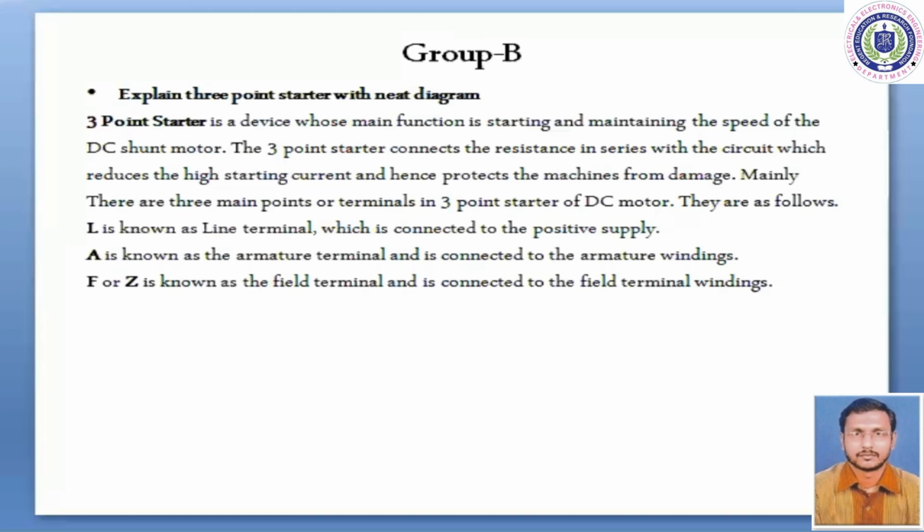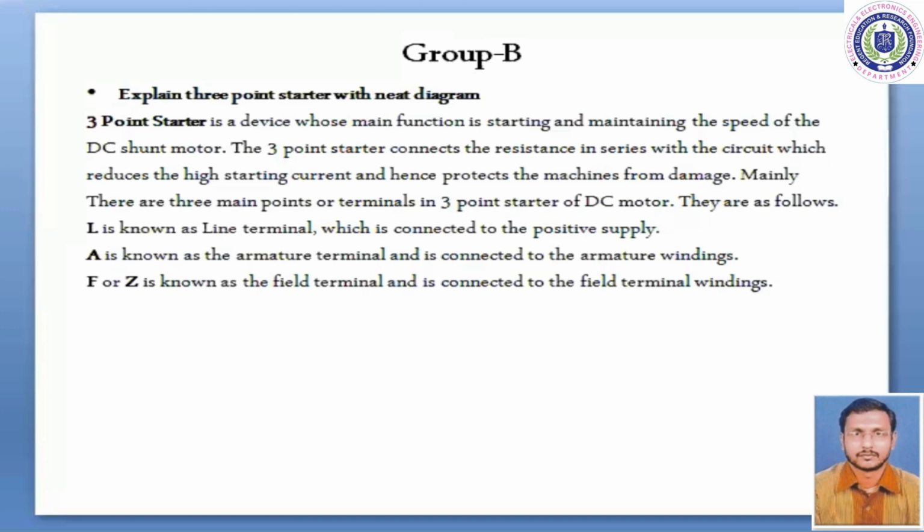And the most important thing is that the 3-point starter is nothing but a variable resistance connected in series with the armature along with 2 protections. One is called no voltage protection and another one is called overload protection. So these are the basic structure of the 3-point starter.